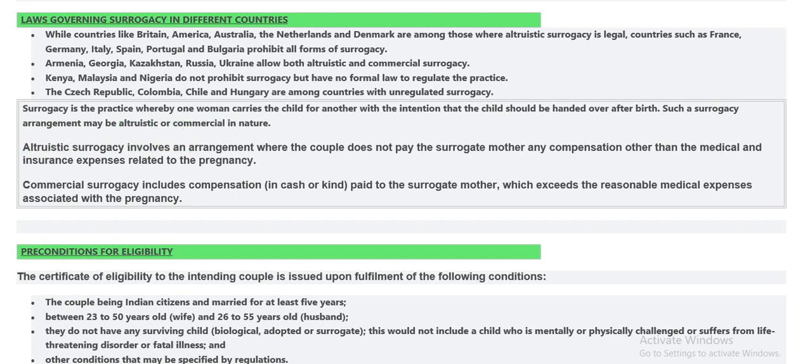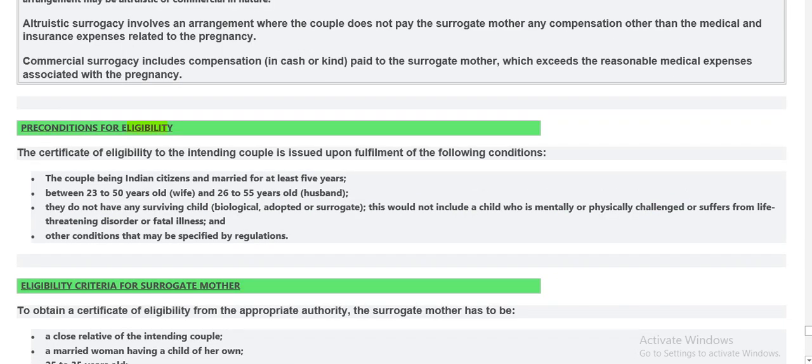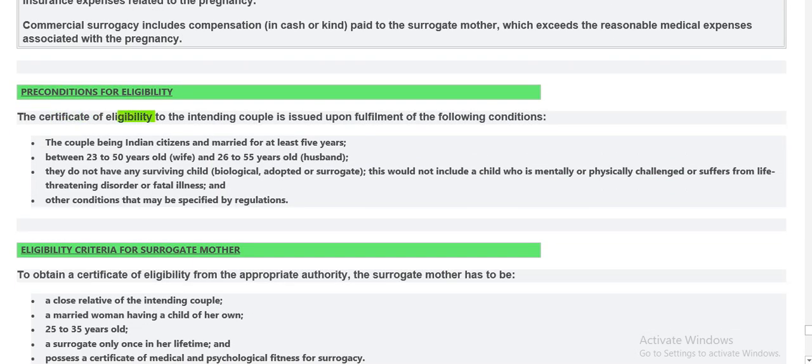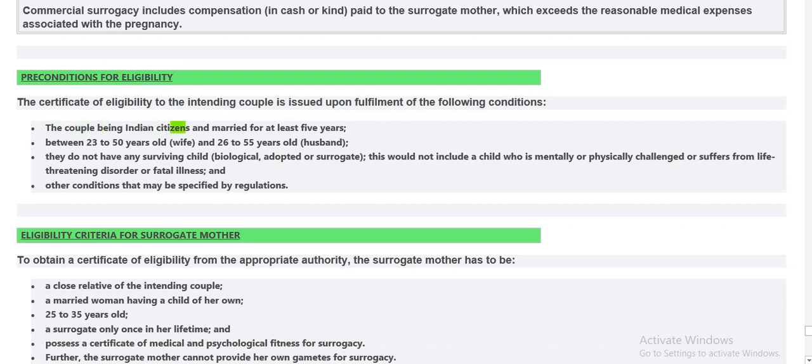Surrogacy is the practice whereby one woman carries the child for another with the intention that the child should be handed over after birth. Such a surrogacy arrangement may be altruistic or commercial in nature. Altruistic surrogacy involves an arrangement where the couple does not pay the surrogate mother any compensation other than the medical and insurance expenses related to the pregnancy. Commercial surrogacy includes compensation, in cash or kind, paid to the surrogate mother, which exceeds the reasonable medical expenses associated with the pregnancy.